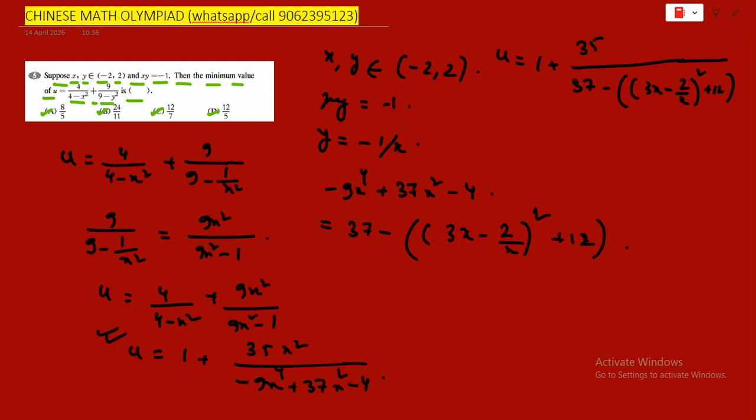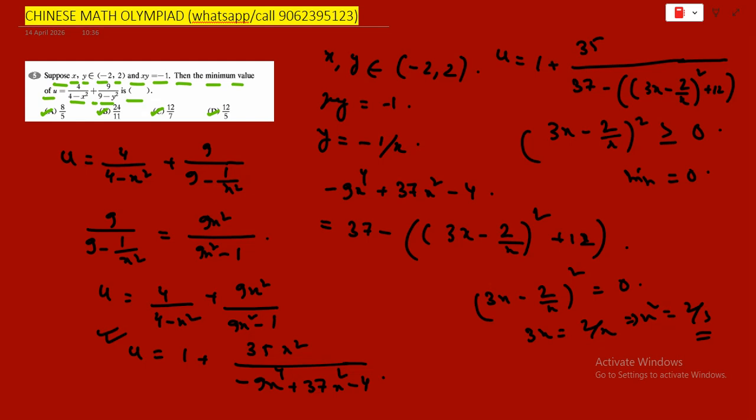So observe now, (3x - 2/x)² is definitely greater than or equal to 0. So the minimum value is what? Minimum value is 0. So the denominator becomes maximum when (3x - 2/x)² equals 0. Now solve. 3x equal to 2/x, or x² is 2/3. So to minimize the fraction, maximize the denominator. Okay. Now substitute. u equal to what?